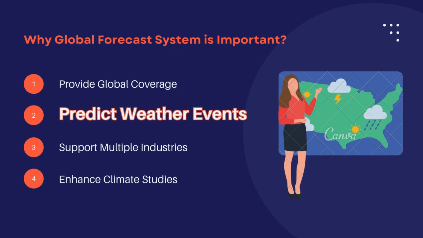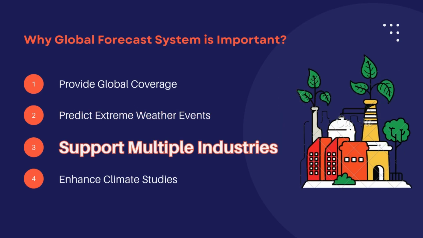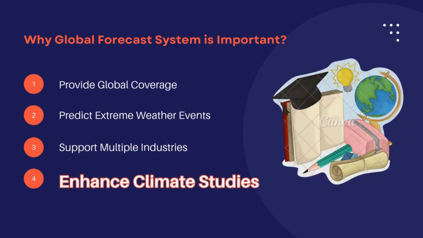It predicts extreme weather events. It helps in early detection of hurricanes, storms, and other severe weather conditions, allowing for timely disaster preparedness. It supports multiple industries, from aviation and maritime navigation to agriculture and energy management. GFS forecasts are essential for planning and decision-making. It enhances climate studies. Scientists use GFS data to analyze climate trends and improve understanding of long-term atmospheric changes.